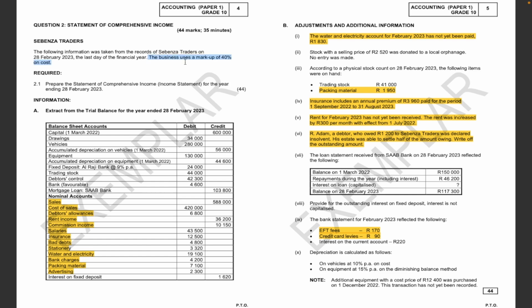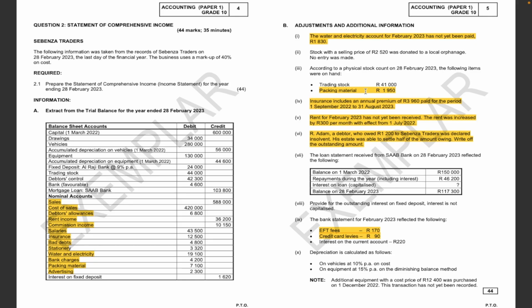The business uses a markup of 40% on cost. So if we're using a markup of 40% on cost, that means the markup of 40% has already been factored in here. It's already been added to the amount to get the selling price of 2,520. Now we need to work backwards and ask, how much did it cost me? It definitely cost me less than the 2,520, so I need to check how much that was before the markup.